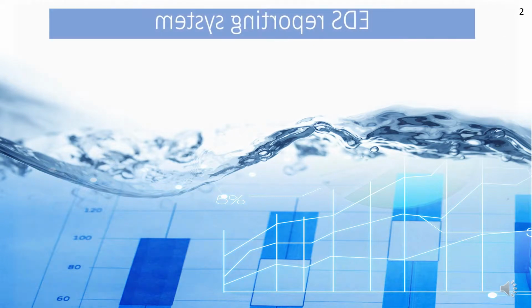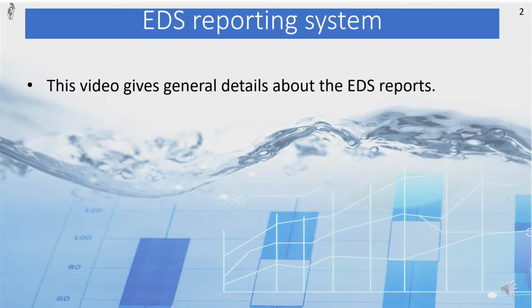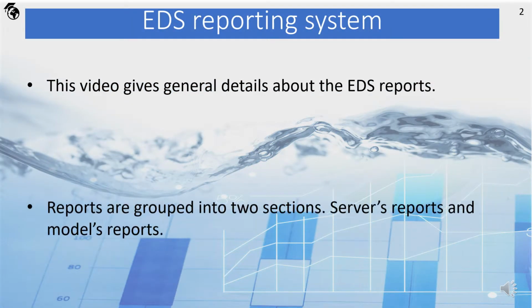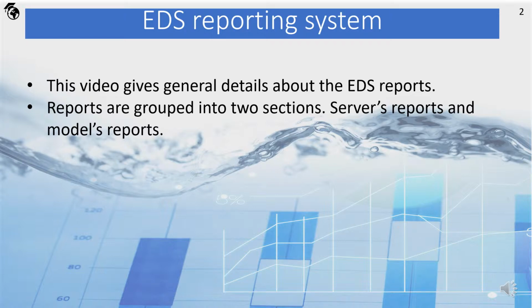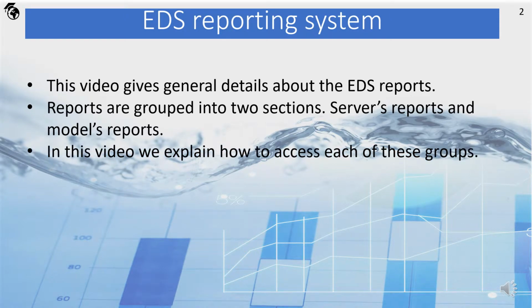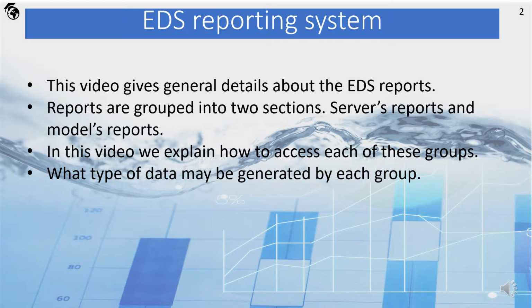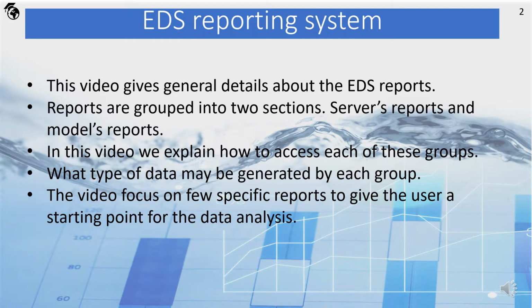This video presents general details about EDS reports. Reports are grouped into two sections: server reports and model reports. In this video we explain how to access each of these groups and what type of data may be generated by each group. The video focuses on a few specific reports to give the user a starting point for data analysis.